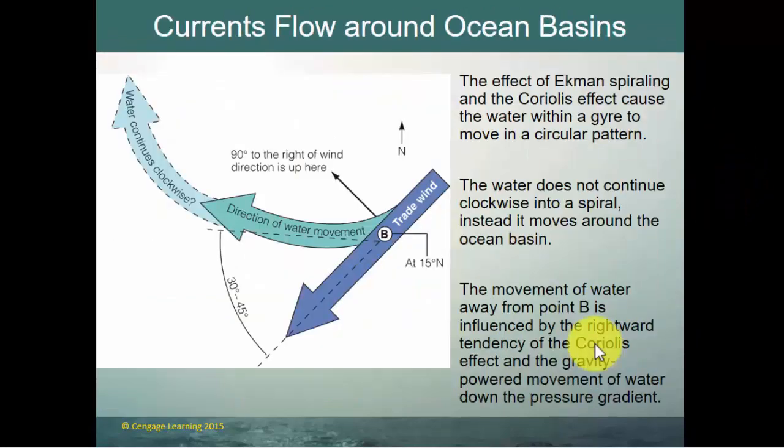The effect of Ekman spiraling and the Coriolis effect cause the water within the gyre to move essentially in a circular pattern. This is the northeast trade wind. This is the water at point B. The direction of movement is about 45 degrees, and then it continues to be deflected to the right, and the water continues clockwise. It does not continue clockwise into a spiral, but instead generally moves in that circular motion around the basin. The movement of water away from point B is influenced by the rightward tendency of the Coriolis effect and the gravity-powered movement of water down the pressure gradient.